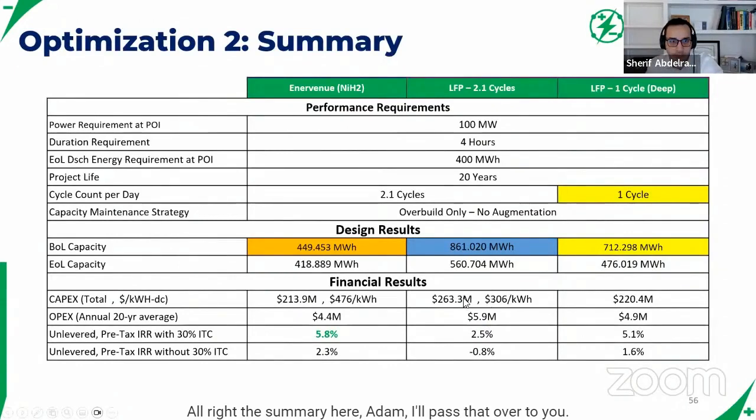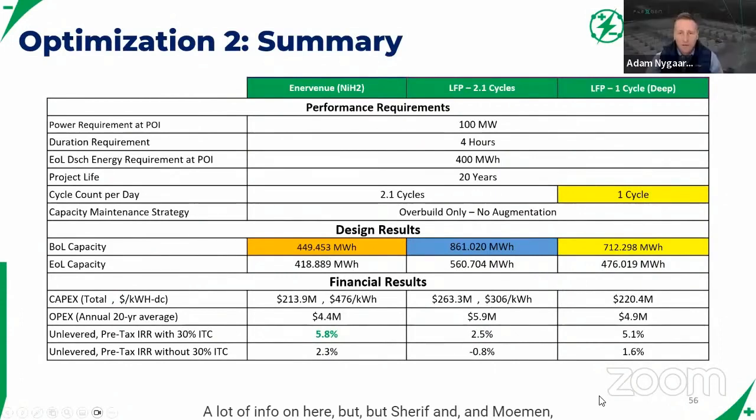All right, the summary here. Adam, I'll pass it over to you. Yeah, a lot of info on here, but Sharif and Moman, great job pulling together the details there. Really interesting to compare lithium to Enervenue in this case.